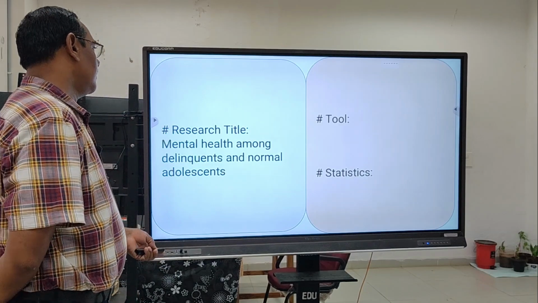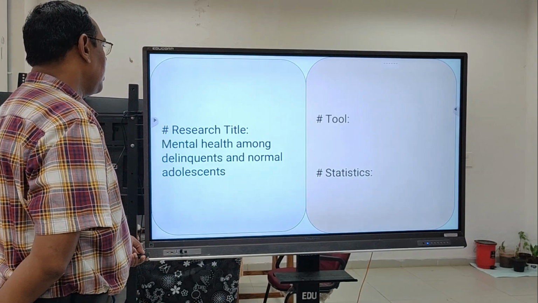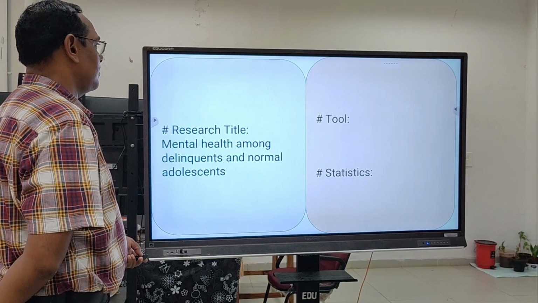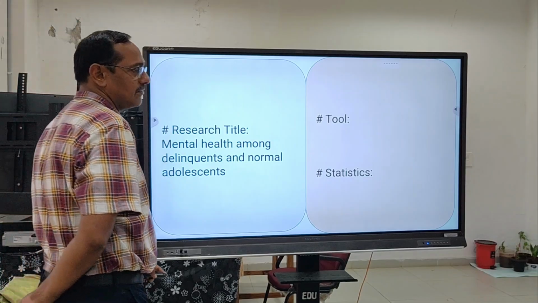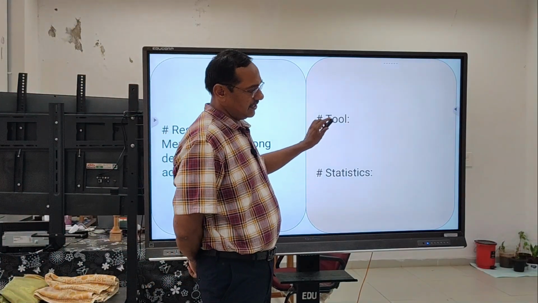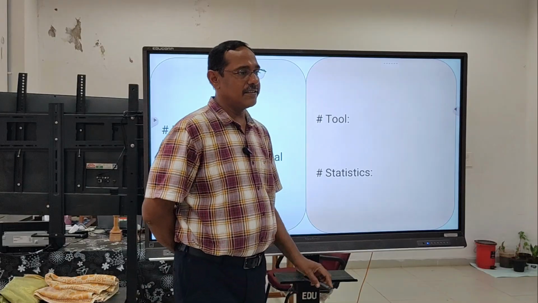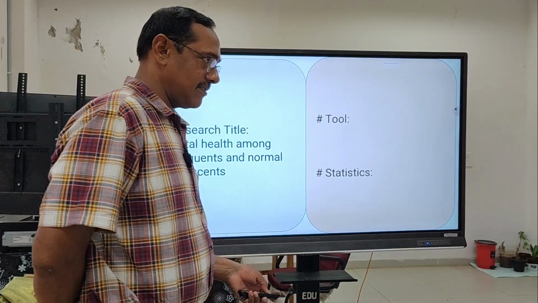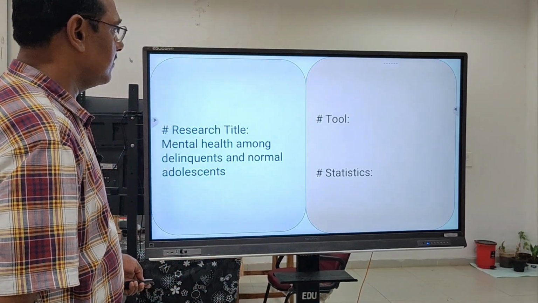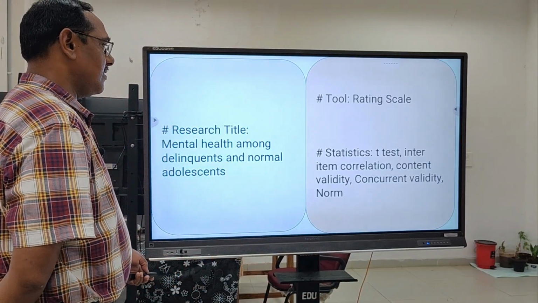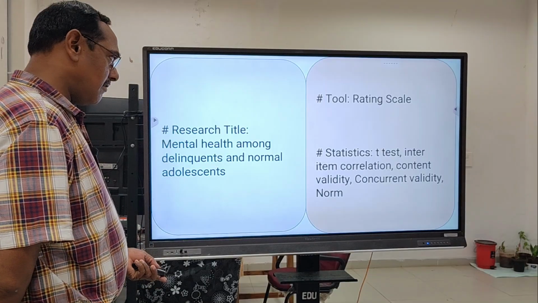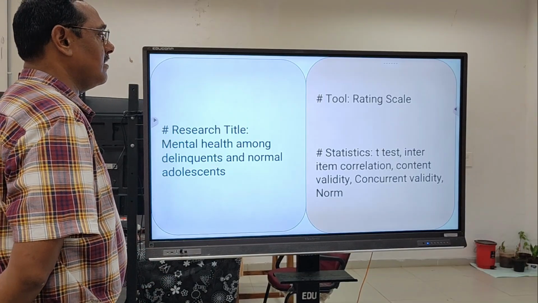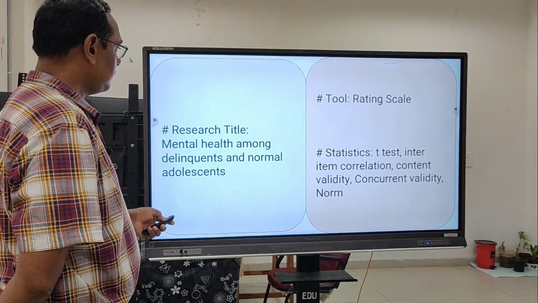Achievement test. Mental health among delinquents and normal adolescents. What is the tool? Rating scale. Statistics: item analysis using t-test. Rating scale, t-test, inter-item correlation, content validity, concurrent validity, and norms.